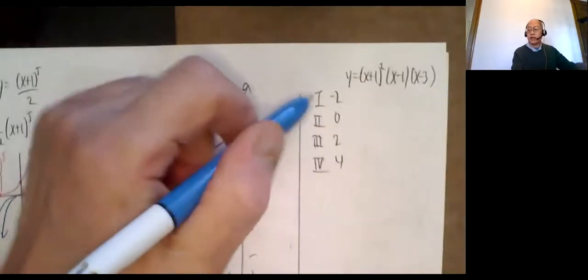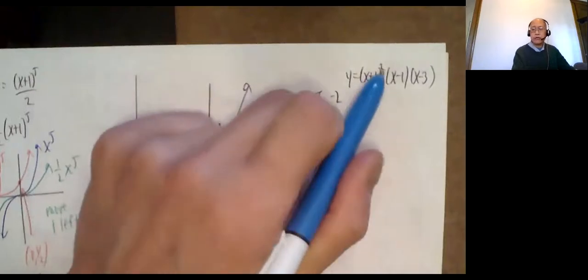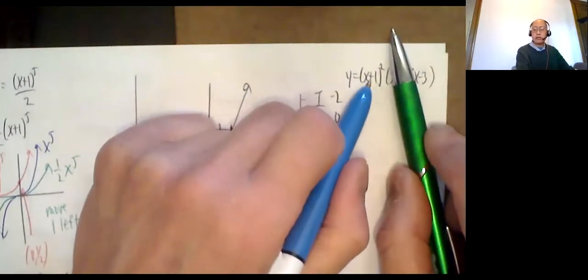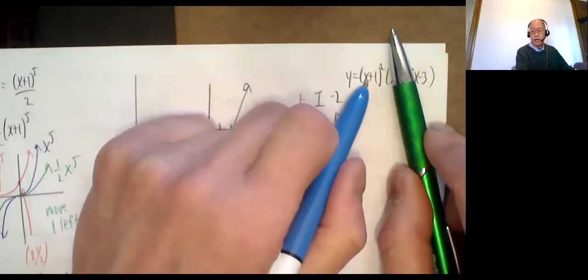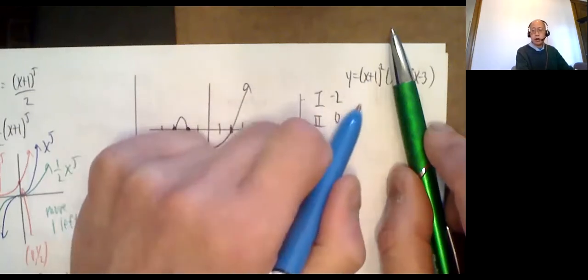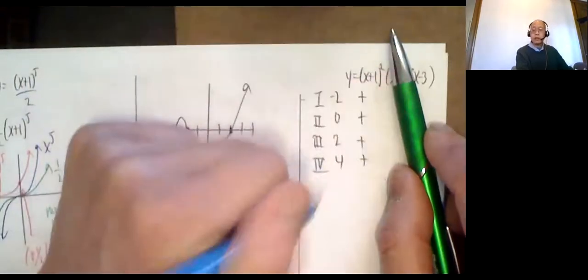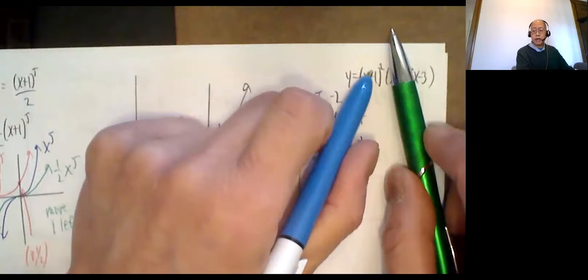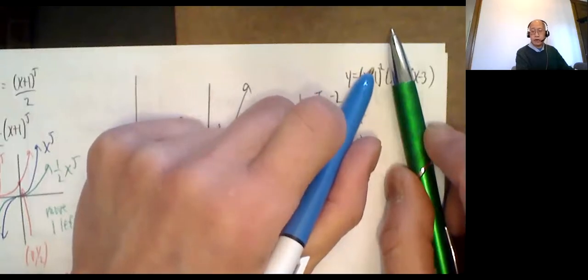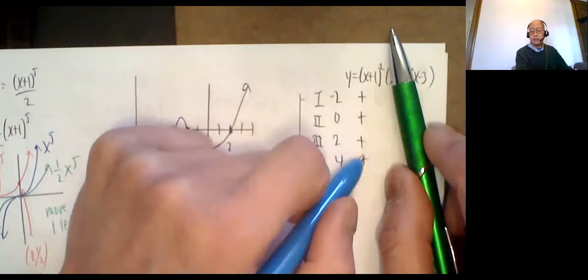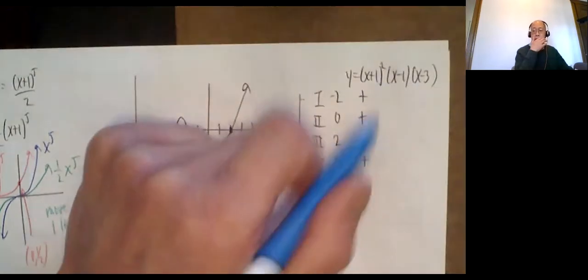Now, here's something that will save a lot of work. What do you notice about x plus 1 squared? Anytime you square an expression, it's positive, right? Unless you plug in -1, which we're not doing. So automatically, this first spot, they're a positive, aren't they? Doesn't matter what you plug in. It can be positive or negative. You're squaring it. So these are all positive, right? So save work there.